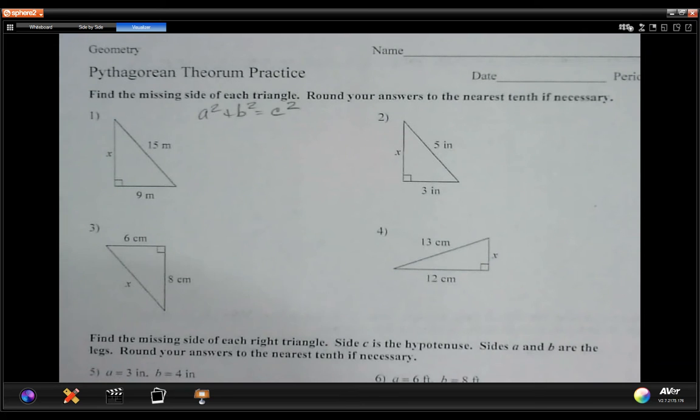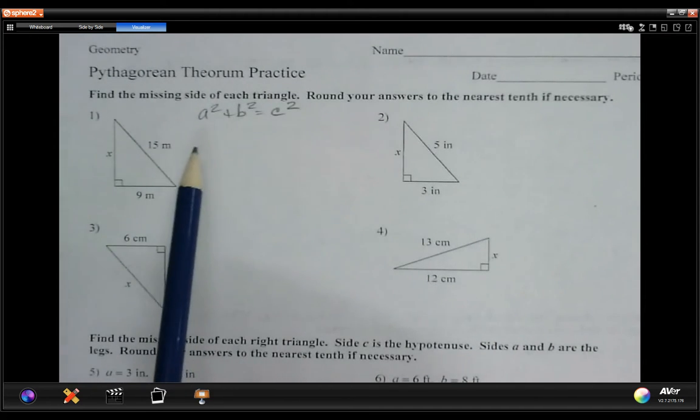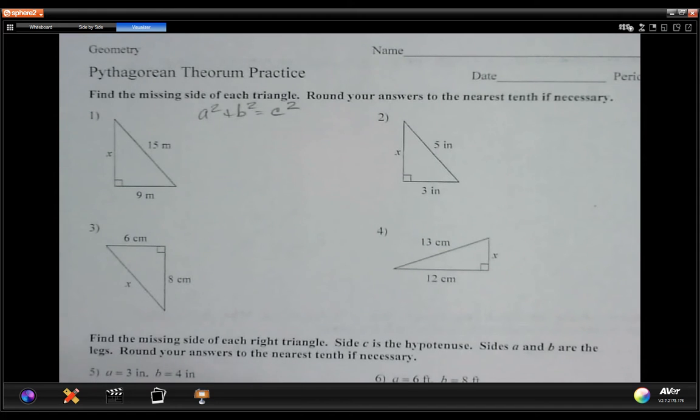Okay. So I just wanted to point that out because then you look down here at number 3, and here I'm actually looking for the hypotenuse, right? Because it is across from the right angle. So in this case here, I'm looking for C. In this case here, I'm looking for either A or B. Okay, so it's really important that you pay attention to what you're being asked to do.